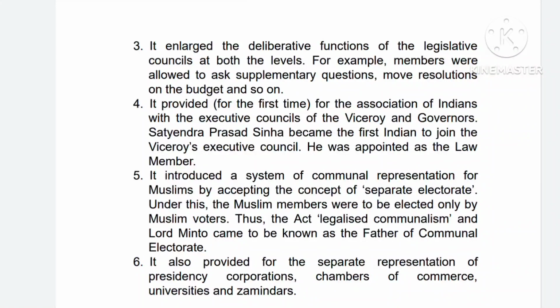Number 6. It also provided for the separate representation of presidency corporations, chambers of commerce, universities and zamindars.